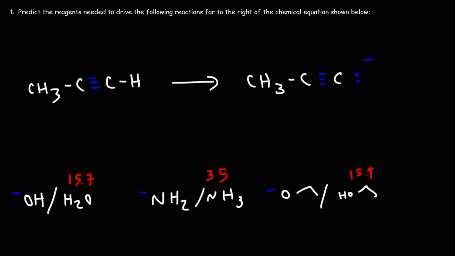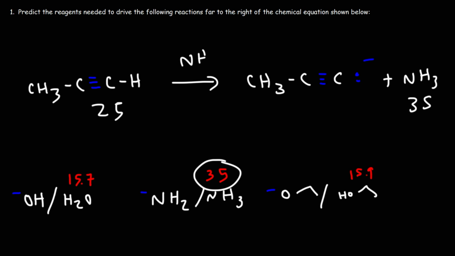So first, we need to analyze the pKa of the alkyne. The pKa of this hydrogen is 25. So we need to look for a base whose conjugate acid has a pKa that's greater than 25. And so NH3 is 35. Therefore, we want to use NH2 minus to remove that hydrogen.